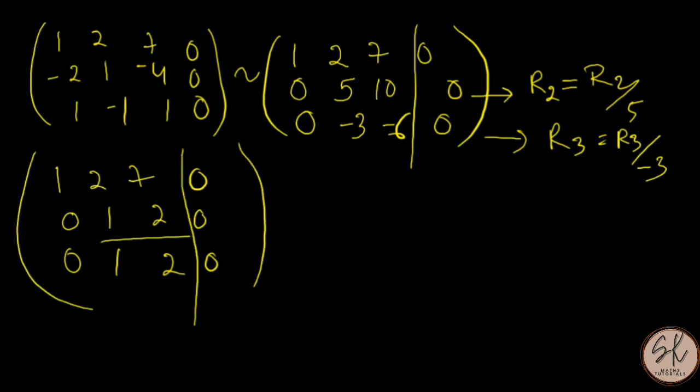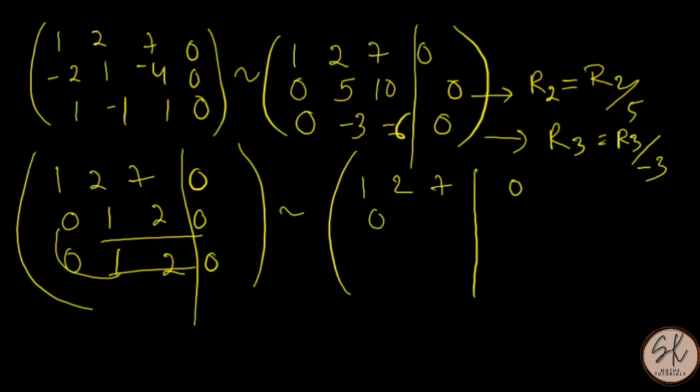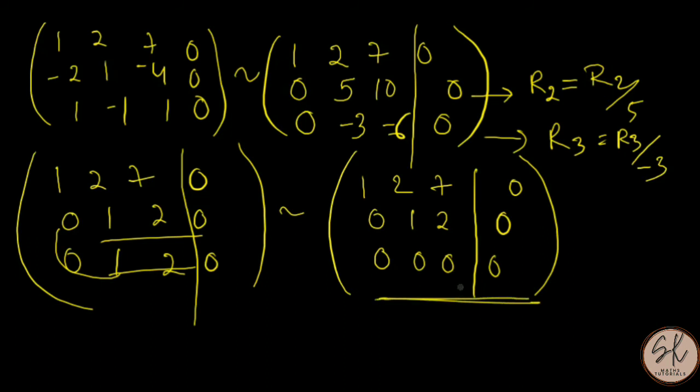Now we can see that these two rows are the same. So now r3 is equal to r3 minus r2. When we do that, we will get 1 2 7 0, 0 1 2 0, and 0 0 0 0. So what we can see from this is that we will get a non-zero solution, because we are getting two equations in three unknowns.